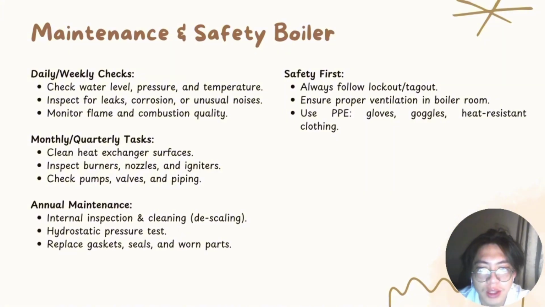For the annual maintenance, we need to do some internal inspection and cleaning, which is descaling. The second one is hydrostatic pressure test at the boiler body, and then the last one is we need to replace the gasket, seals, and worn parts of the boiler. For the safety tips for boiler, we always need to follow LOTO, which is lockout and tagout. And then we also need to ensure proper ventilation in the boiler room to avoid the heat from accumulating. And then we need to use PPE such as gloves, goggles, and heat resistant clothing.